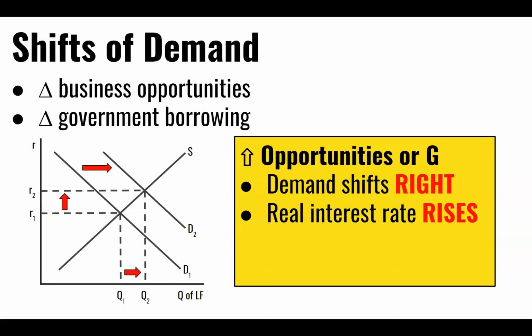Same thing with changes in government borrowing. If the government borrows more money, then the demand for loans increases, also causing the interest rate to rise. The opposite is true if there's a reduction in opportunities or government spending. It would cause demand to shift to the left and interest rates would fall.